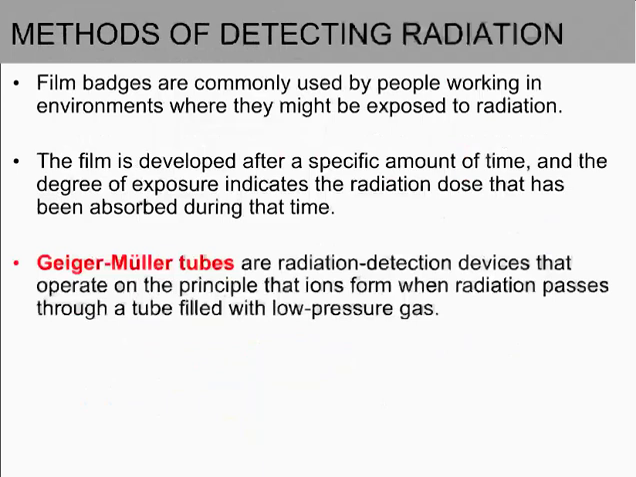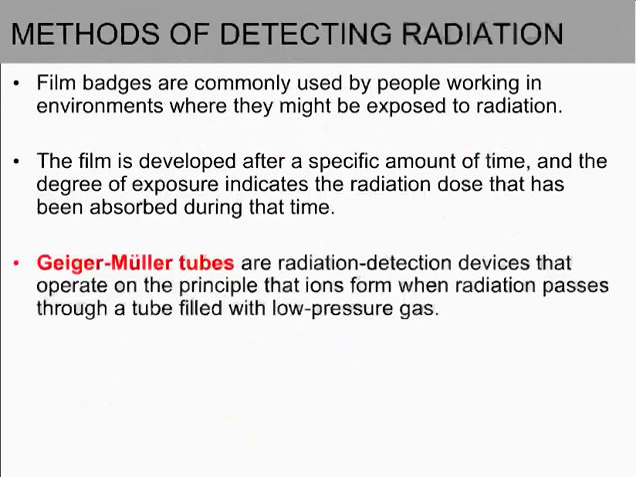Now, how do we detect that we've been exposed to radiation? So most often, if workers are near a site of possible radiation, they'll wear film badges, and those film badges will develop if they're exposed to radiation. So the degree of exposure will indicate the radiation dose that the person has absorbed or been exposed to during that time.